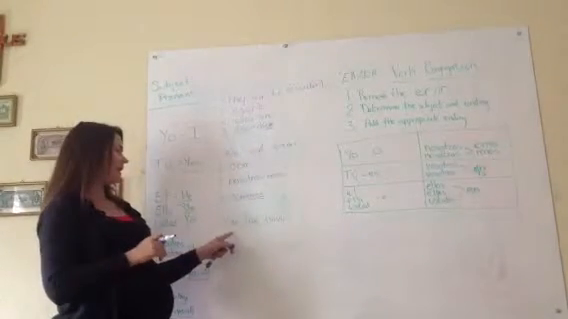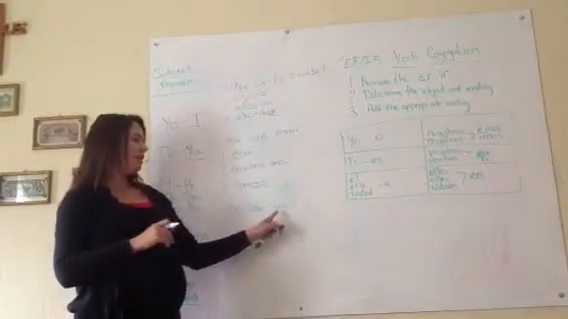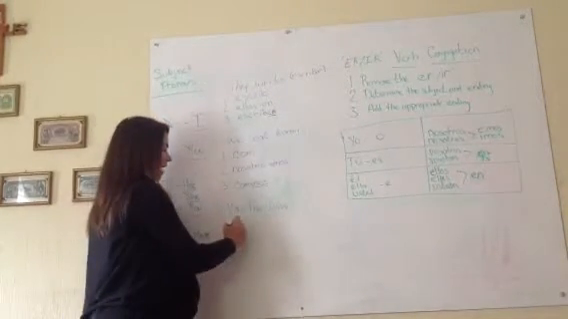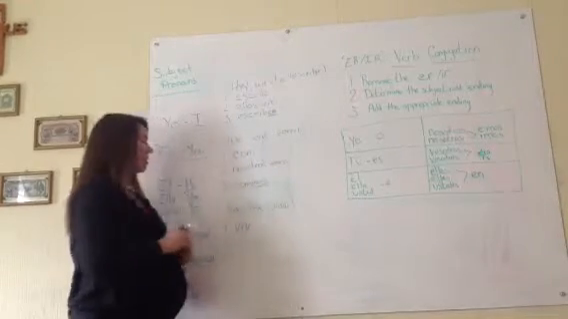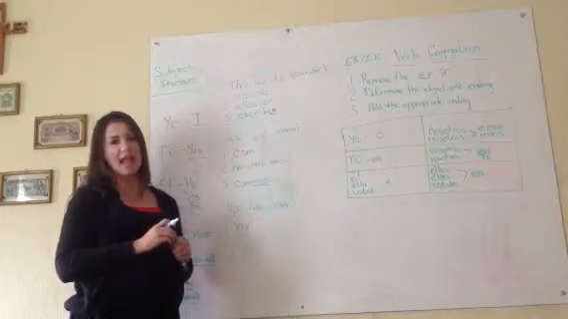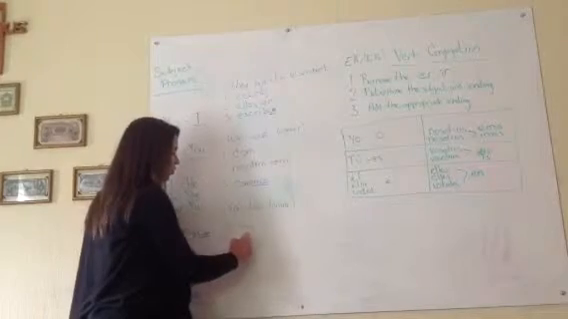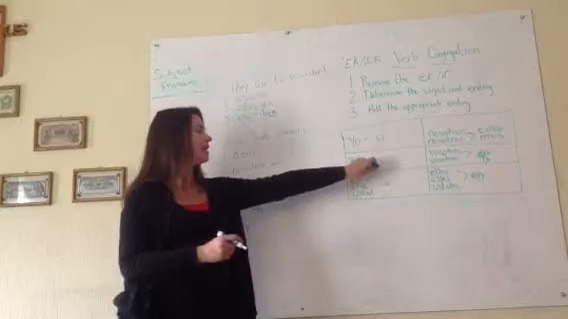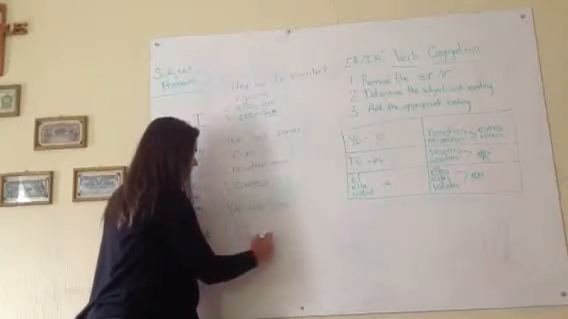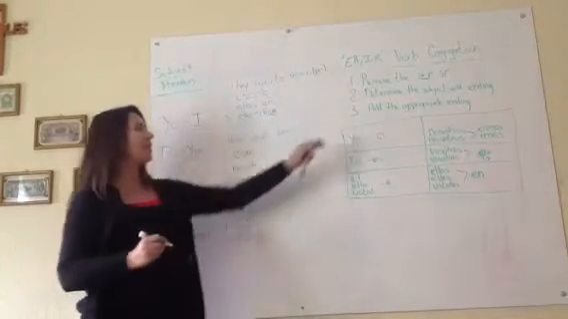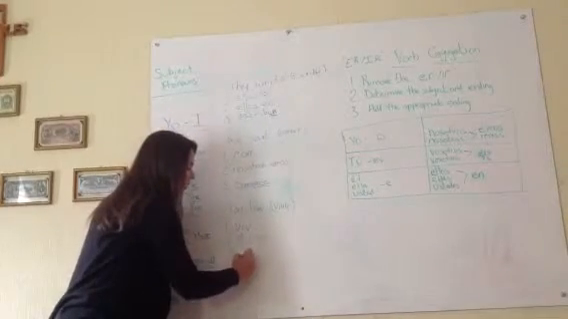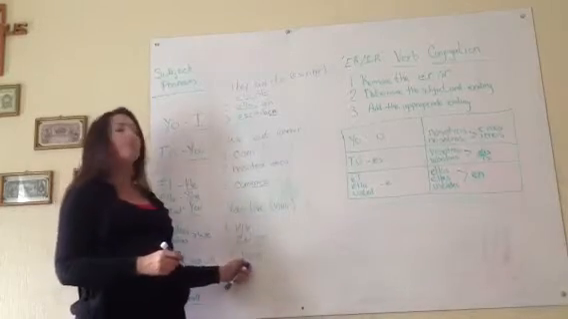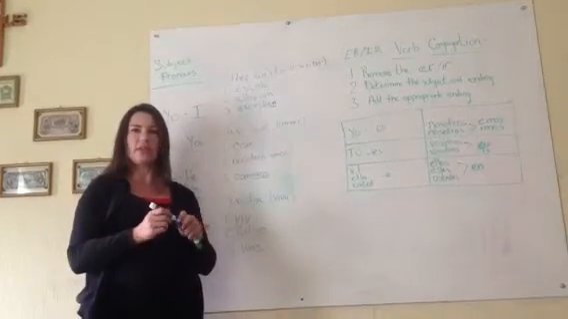A third example might be you live. To live is the verb vivir. Step 1 is to remove the IR. Step 2 is to determine the subject and the ending. The subject is tú, because tú means you, and the ending is es. And step 3 is to add the appropriate ending. So you take your root and you add the es at the end. And now the verb means you live.